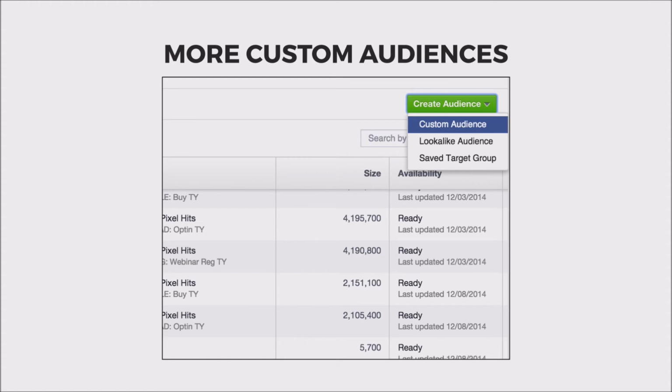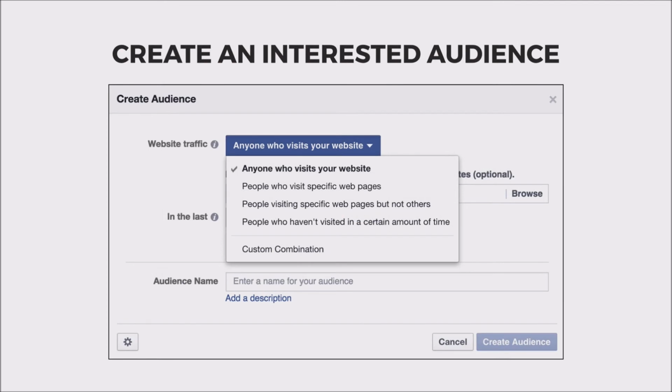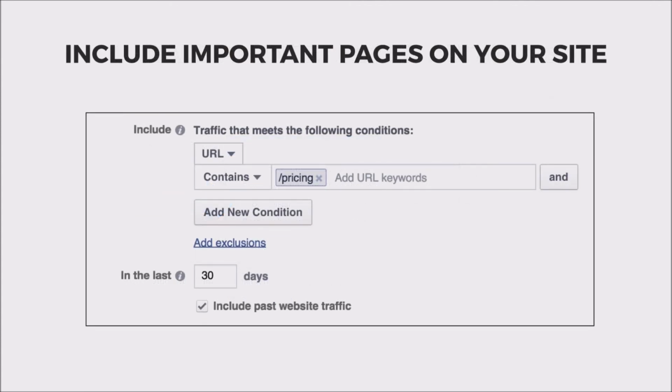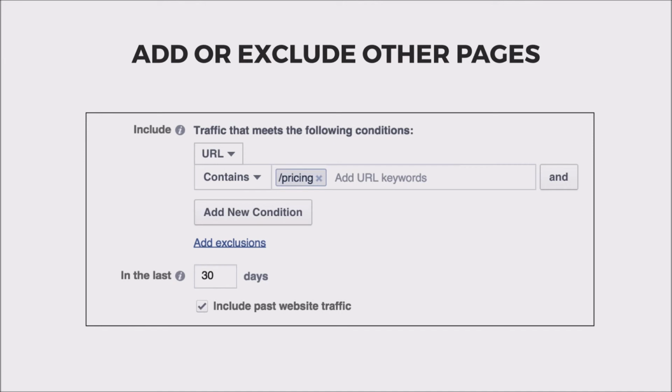From the audience screen, click Create Audience, Custom Audience. Choose people visiting specific web pages, but not others from the traffic drop-down menu. Include pages on your site that show your visitors are interested, such as your sales page, services page, or about page. You can then add additional pages they need to visit to show that they are very interested.